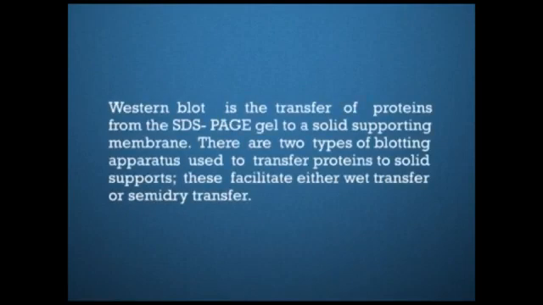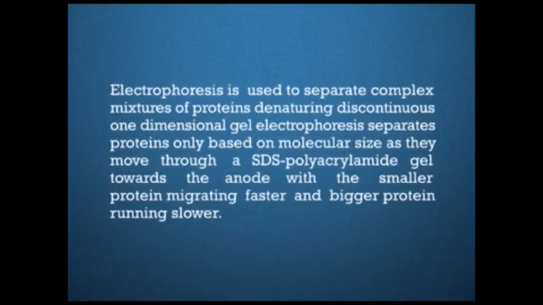Western blot is the transfer of proteins from the SDS-PAGE gel to a solid supporting membrane. There are two types of blotting apparatus used to transfer protein to solid supports. These facilitate either wet transfer or semi-dry transfer. Electrophoresis is used to separate a complex mixture of proteins, denaturing.